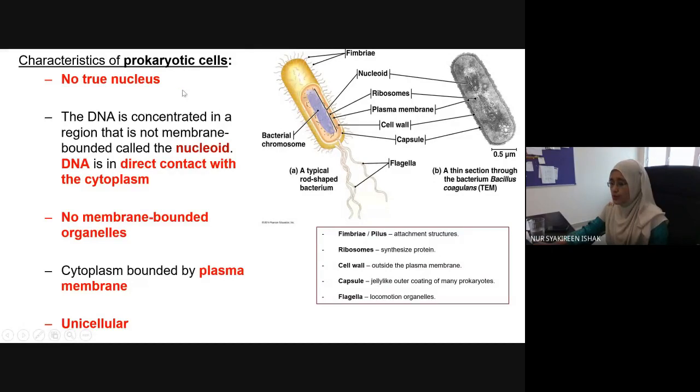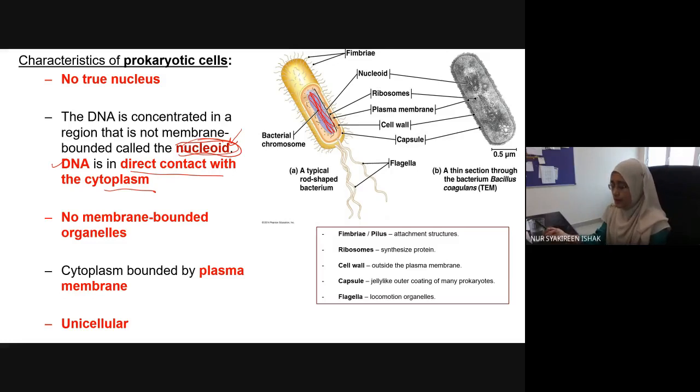They have no true nucleus. They do not have a nucleus because the nucleus is a membrane-bound organelle. The DNA of the bacteria is concentrated in a region we call the nucleoid. This is the nucleoid, where you will find the genetic material of the bacteria. Therefore the DNA is in direct contact with the cytoplasm; it is not separated by the membrane of a nucleus. The DNA is confined within the nucleoid region. So, no membrane-bound organelles, as I mentioned.